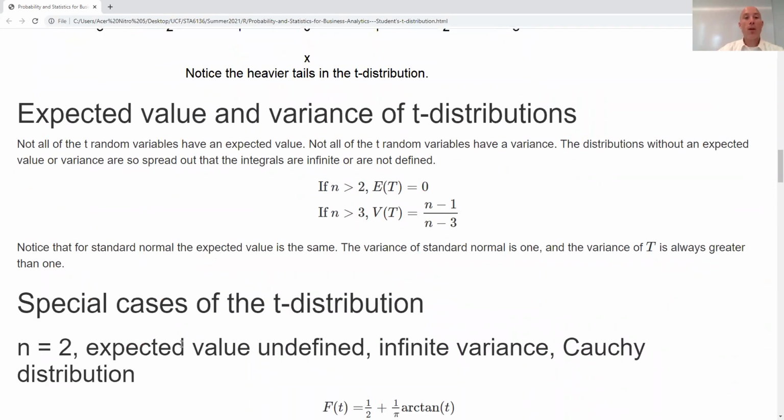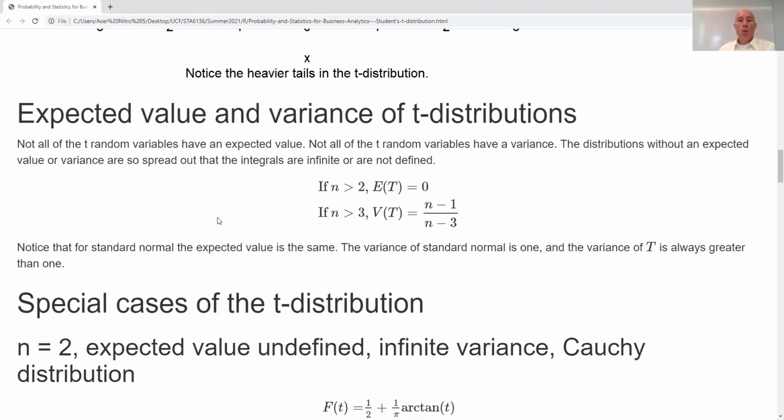All right, now let's take a look at the expected value and variance of the t distribution. Okay, there's a catch on this one, just a tiny little catch. It ends up that the expected value and the variance aren't always defined. Like what? So far in my videos, we haven't talked about anything like this.